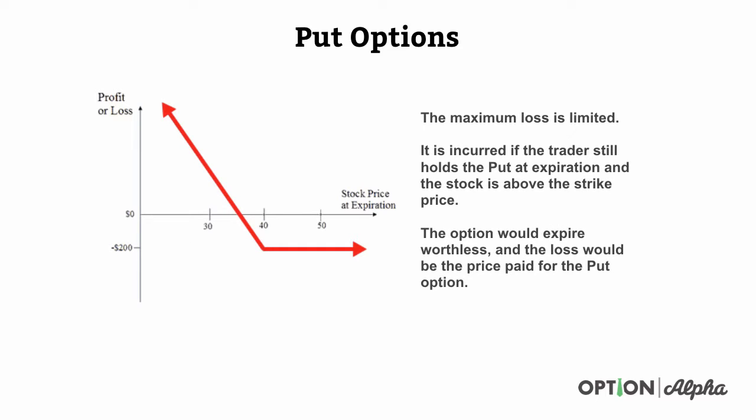The maximum loss, again, with long options is limited. It occurs if the trader is still holding the put option at expiration and the stock is above the strike price. Okay, in this case, the option would expire worthless and the loss would be the price paid for the put option. Now, as opposed to our home builder example, in this case with an option contract, you are not required to sell the shares.